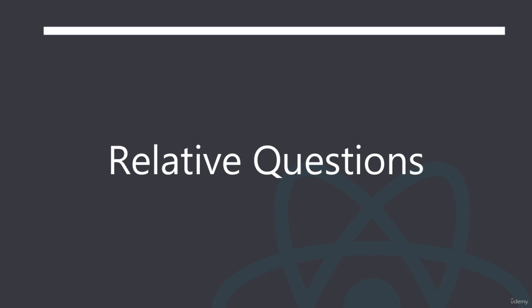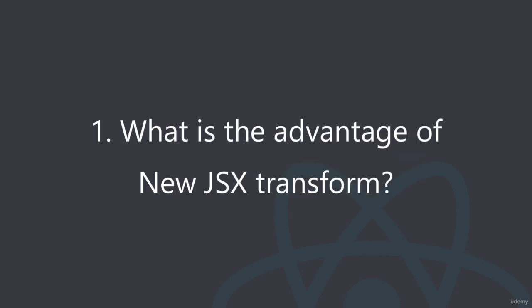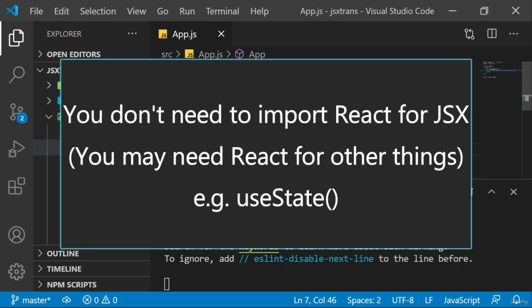Now if I ask a question about this lecture, what is the advantage of the new JSX transform? The advantage of this new transform is you don't need to import React for JSX. You may need React for other things though, and that is a different story. Like you may use useState or any other hook or something which is dependent on React, then you will be importing. But at least for JSX, you do not import React.